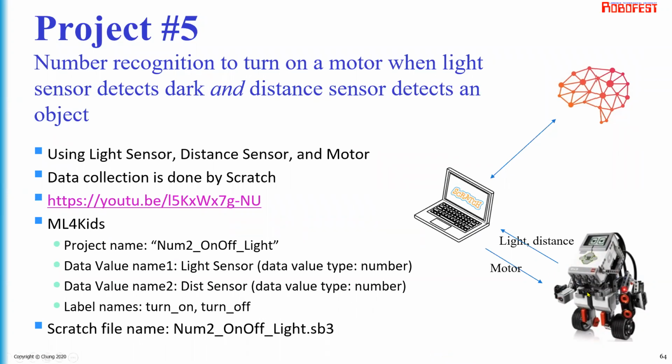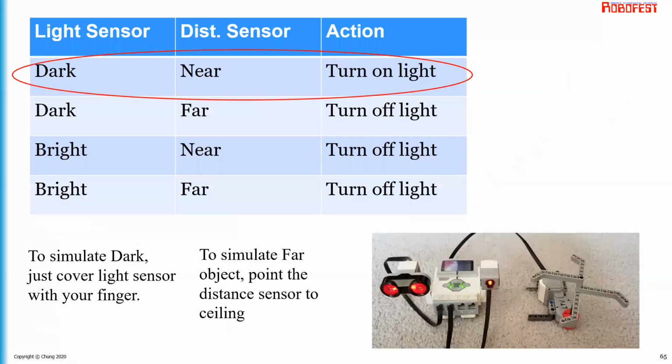So we collect 2 sensor data: one light sensor data and distance sensor data from the robot, and your code will send motor commands to stop or turn on the motor. So using 2 sensor data, we train the machine learning model to make decisions about this problem. This robot has a sonar sensor, a color sensor, and a motor.